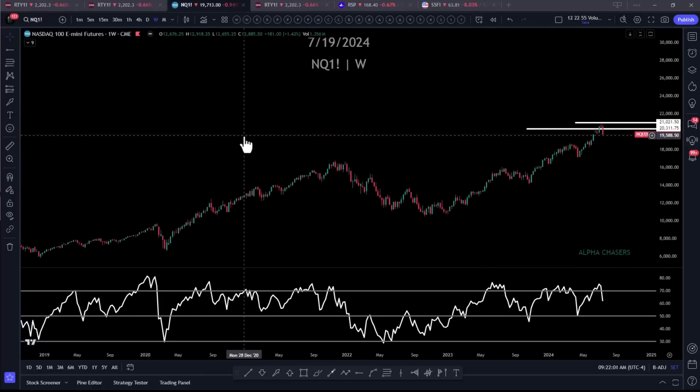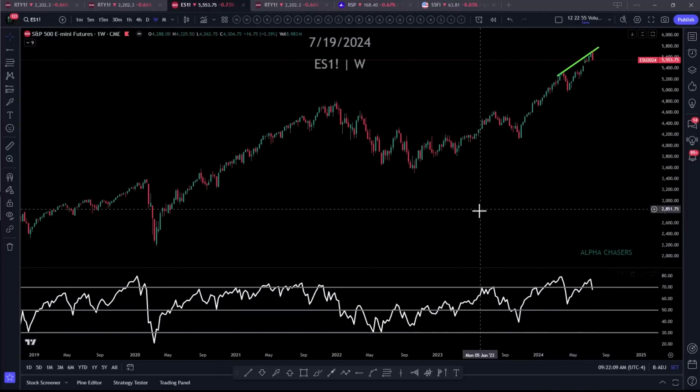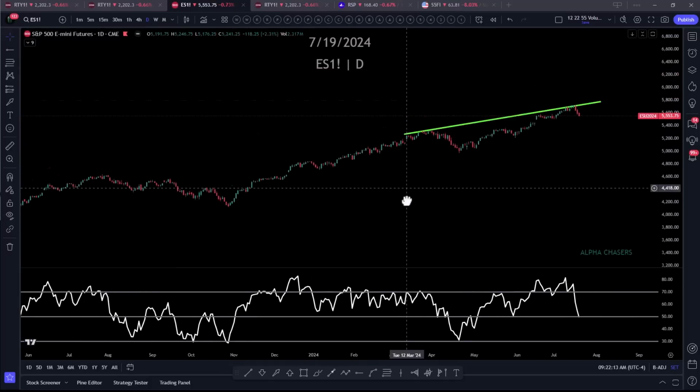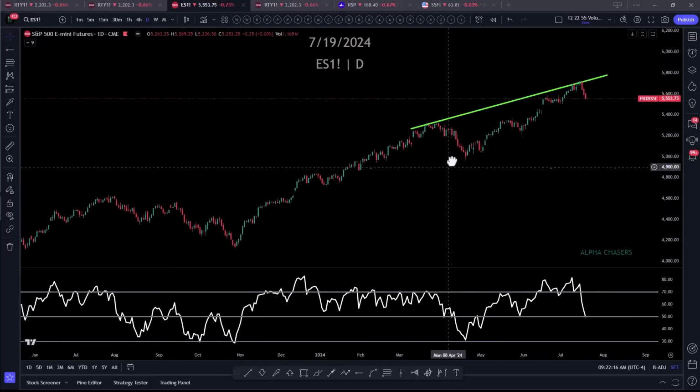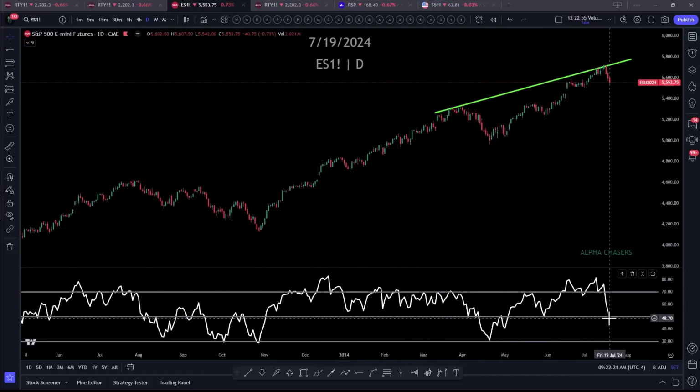Take a look at this on the ES, and you can see that you just broke here and you have a negative divergence on the ES as well. Go look at that on the daily, and there it is again. And you can see how this overlays perfectly with the rate of change. But here you had the higher high, so everything was groovy. 80 is pretty high. You're back to the neutral line.